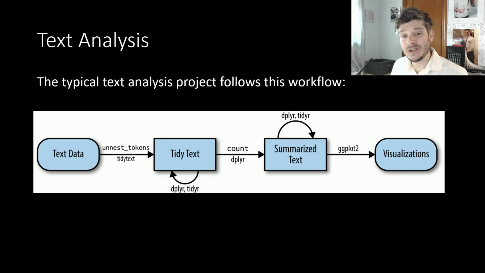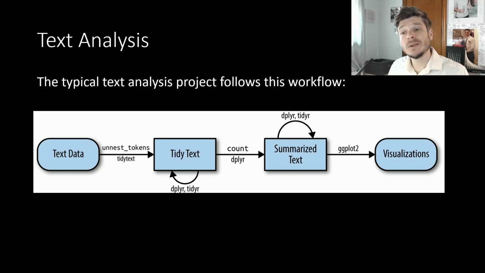Now, typically when we do our text analysis project, this is really the beginning step. This is that first step where we take our text data, we use our unnest tokens function and the tidytext package to make it tidy. Now, once it's in that tidy format, we can try to do a few things. We can still try to wrangle it depending on the data set. Again, there's different things we might want to do depending on the context.